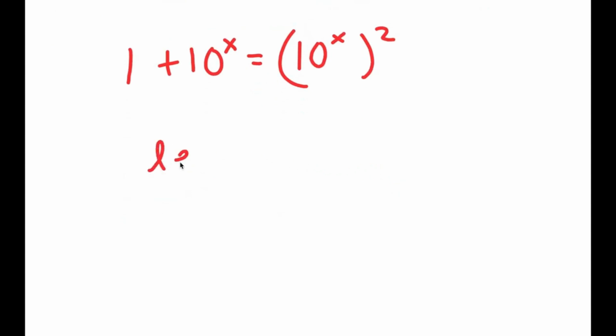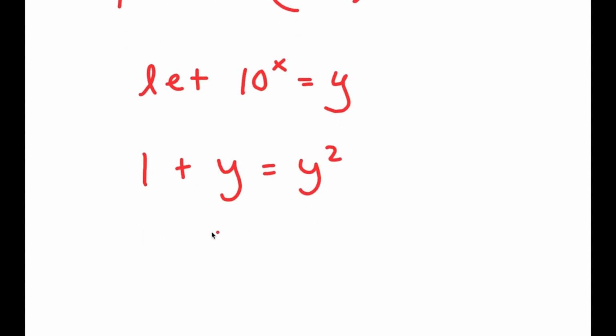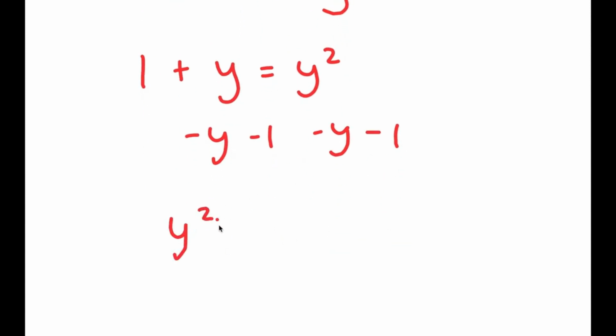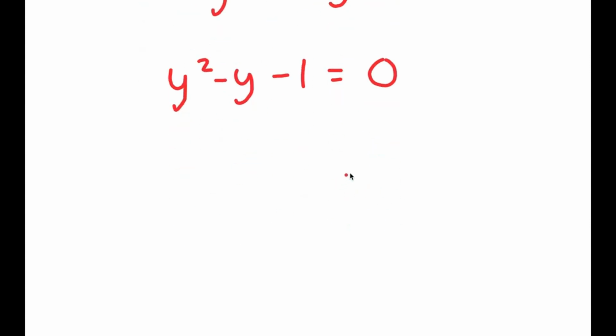Now from here, I'm going to let 10 to the power of x equal to the variable y. So if I substitute in y for 10 to the power of x, I get 1 plus y is equal to y squared. Now I'm going to subtract y and 1 on both sides. So I get y squared minus y minus 1 is equal to 0. Now, what we have here is a quadratic equation.